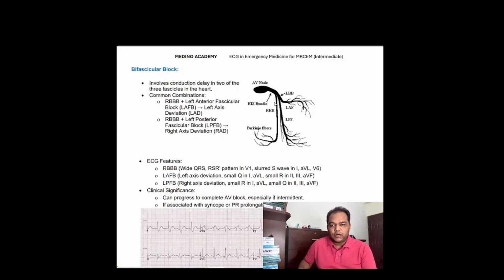So there are two bundle branches, right bundle branch and left bundle branch. Left bundle branch is further divided into left anterior fascicle and left posterior fascicle. Bifascicular block represents the combination of either RBBB plus left anterior fascicular block or RBBB plus left posterior fascicular block. Left anterior fascicular block represents left axis deviation, but left posterior fascicular block represents right axis deviation.